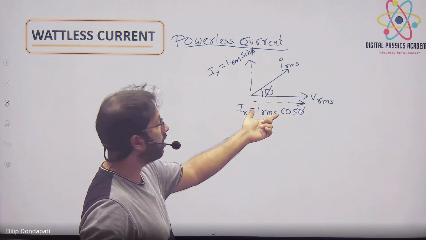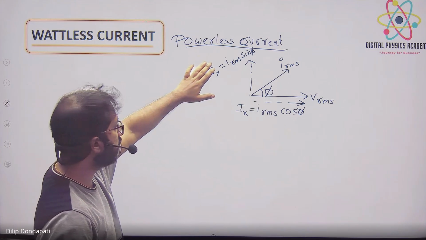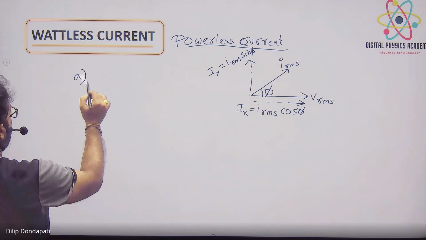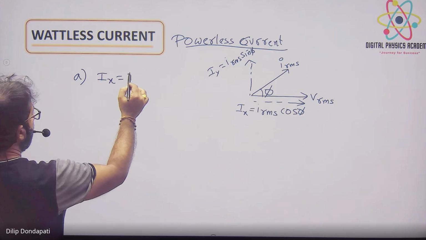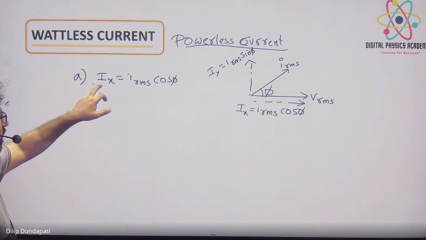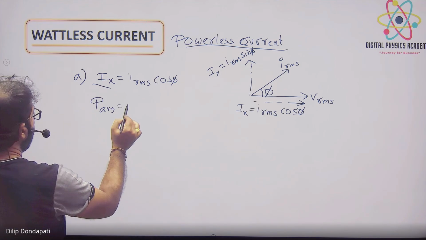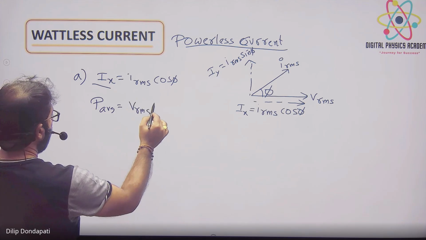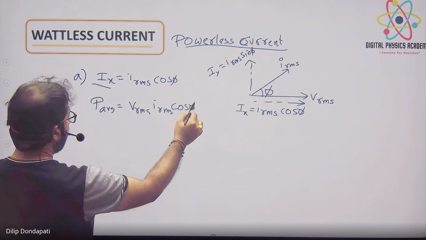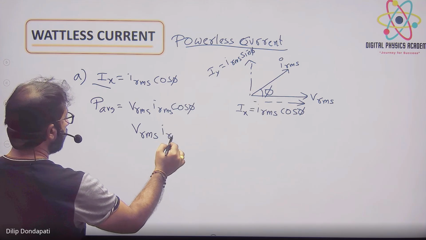IX and IY. Now, we will calculate separately. How much power is consumed by this current? First one, because of IX current. IX is IRMS into cos phi. Now for the IX current we'll try to find power. What is the formula for power? P average is VRMS into IRMS into cos phi. Right, this is the formula.